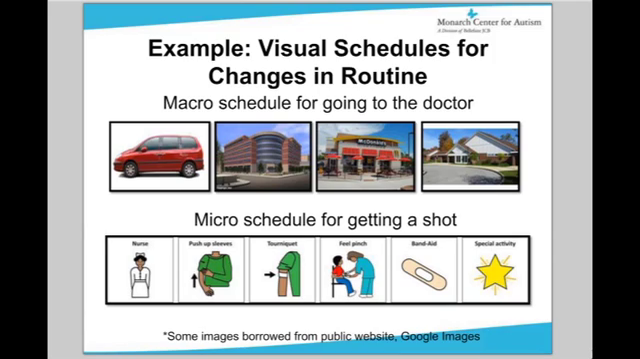Here you can see a couple examples of what a visual schedule might look like for a change in routine. On top you'll see a macro schedule. This would be for going to the doctor, for example, and this would be for a student who's using pictures, photographs on a visual schedule.